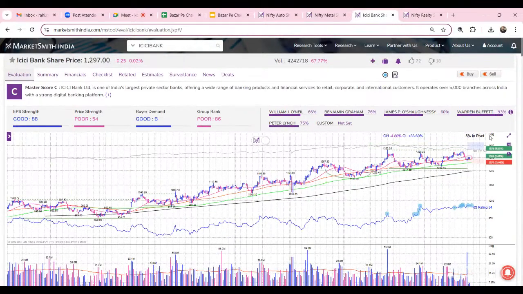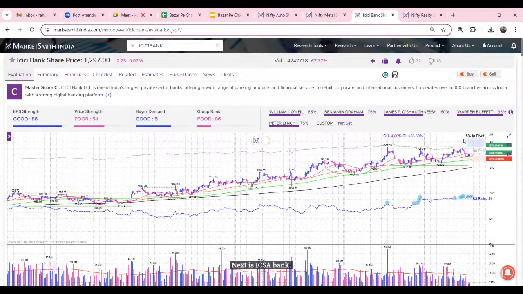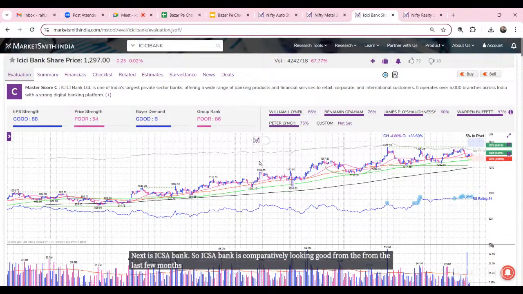Next is ICICI Bank. So ICICI Bank is comparatively looking good from the last few months, or almost 2, 3 months.